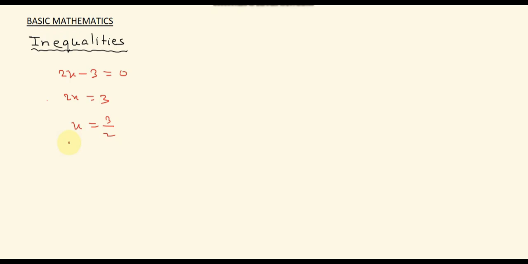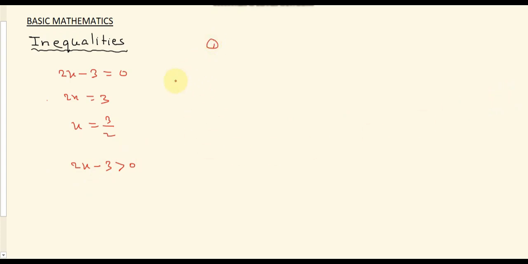Now suppose we have an inequation: 2x minus 3 greater than 0. How to solve this inequation? There are some rules that must be followed while solving inequations. What are they?